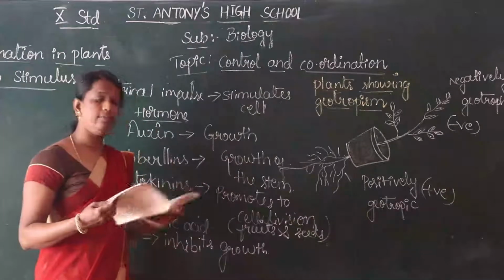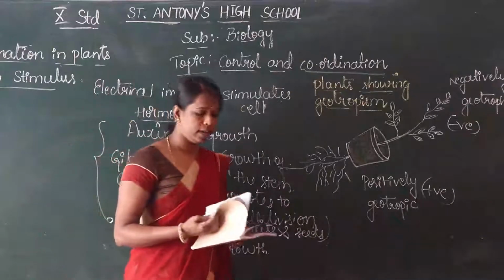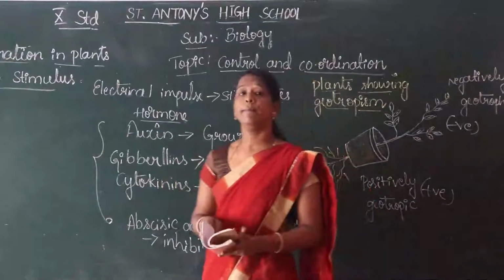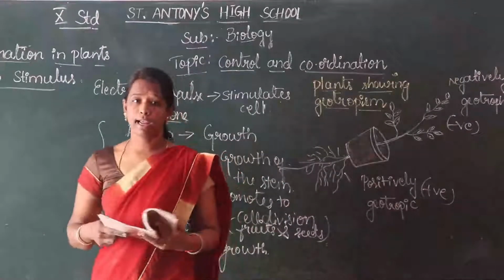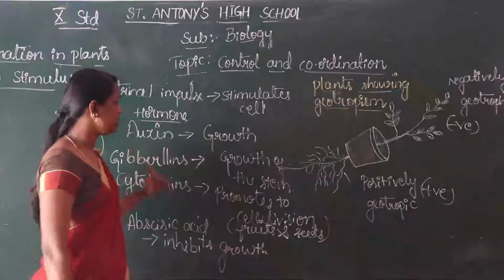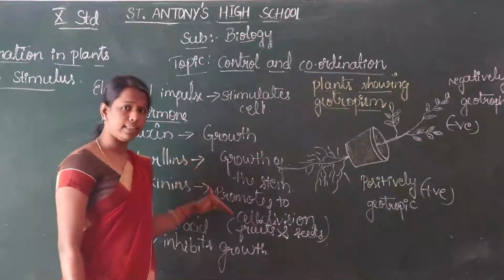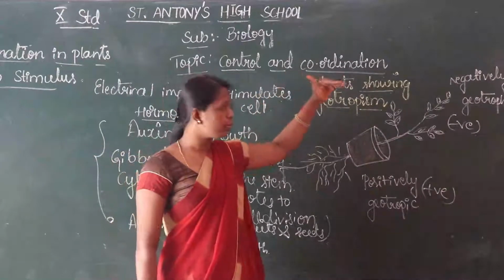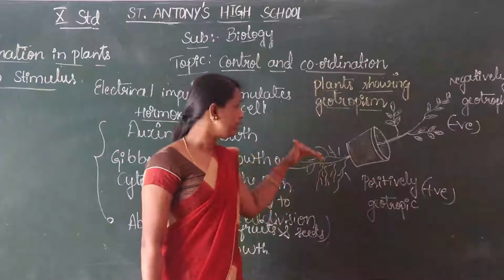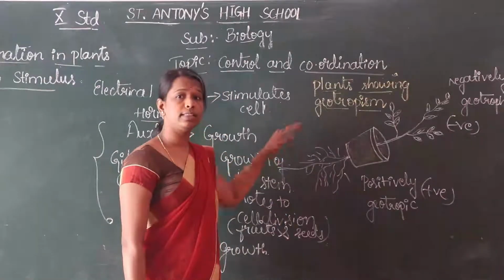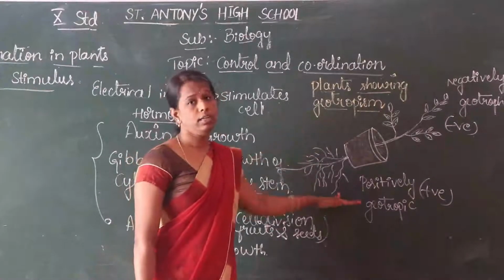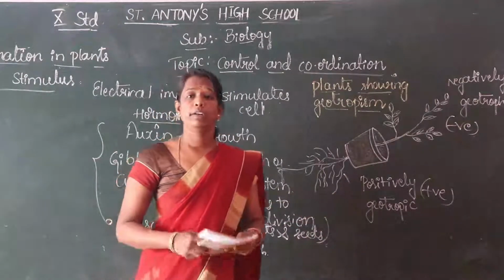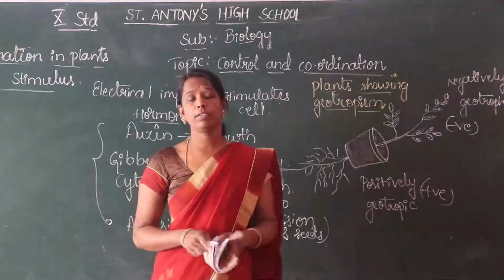So next class we will discuss hormones in animals. The last part, the concept of this lesson, is coordination in animals, that is the hormones in animals. Today's class we discussed negative geotropism, which means the stem grows upwards, and positive geotropism means the roots grow downwards. That is called positive geotropism. Okay, children, next class we will continue hormones in animals.